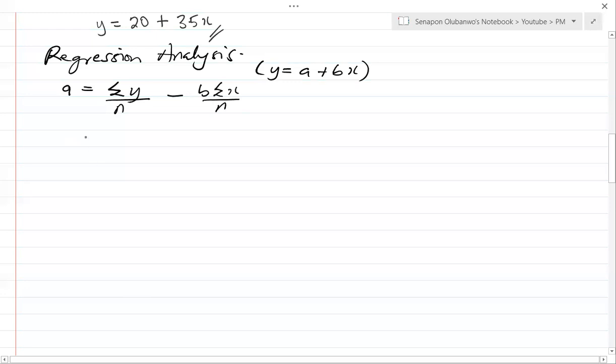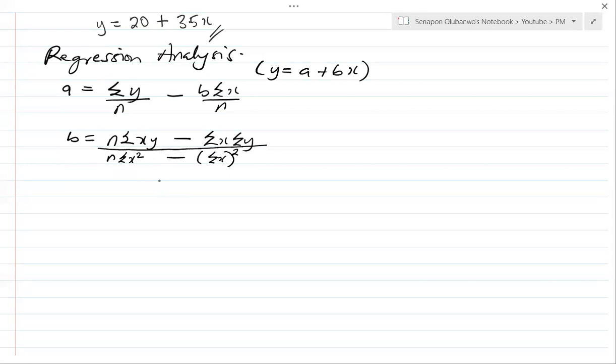In order to calculate A, we need to calculate B first. For B, we have N summation XY minus summation X summation Y, all over N summation X squared minus open bracket summation X close bracket squared. Using this formula, we can calculate our A and calculate our B, and at the end construct our total cost line.